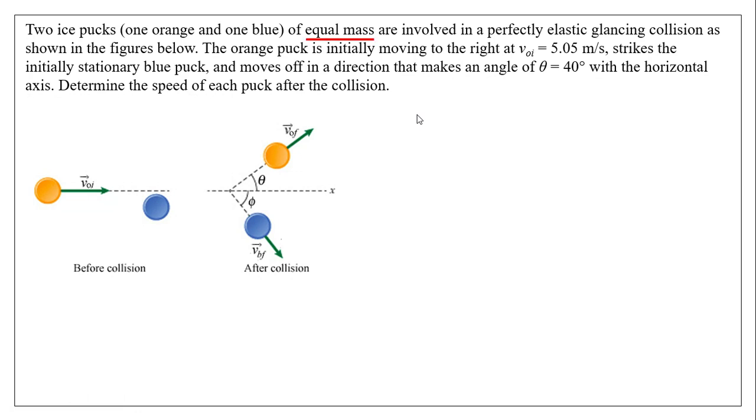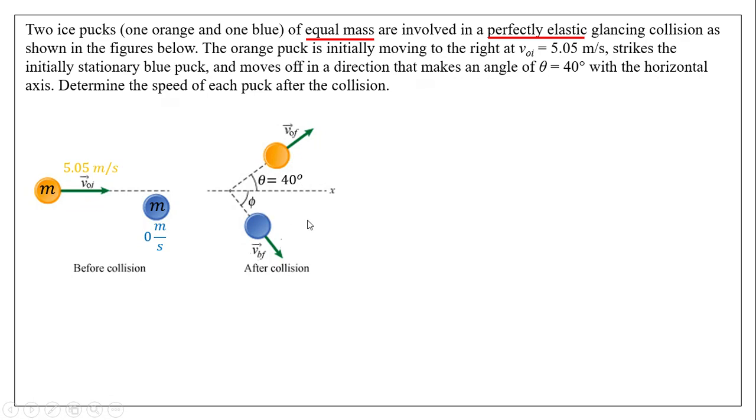So first I'd like to point out that they're equal masses, so I'm just going to call this orange puck M. The blue puck is also going to be M. And in addition to that, the given statement says that the initial speed, or velocity in this case, of the orange puck is to the right at a rate of 5.05. So I'm going to label that. And then the blue puck was initially at rest because it said so. And then the angle theta here at the top, where the horizontal axis and the orange puck is 40 degrees, that's given.